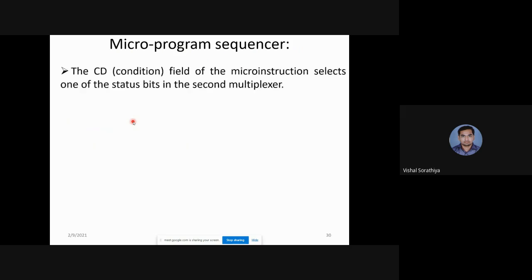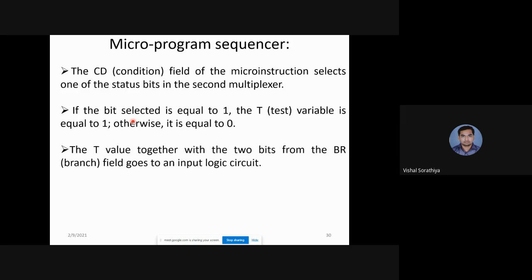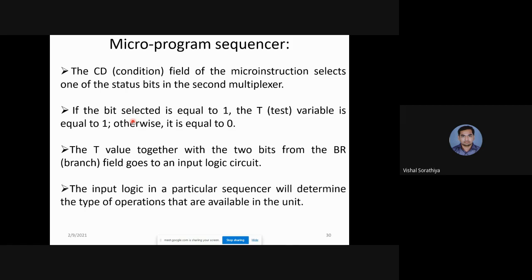CD is a condition field of the microinstruction, which selects one of the status bits in the second multiplexer. If the bit selected is equal to 1, the test variable is equal to 1, otherwise it becomes 0. The T value, together with the 2 bits from the BR field, goes to the input logic. The input logic in the sequencer determines the type of operation that is available in the unit.